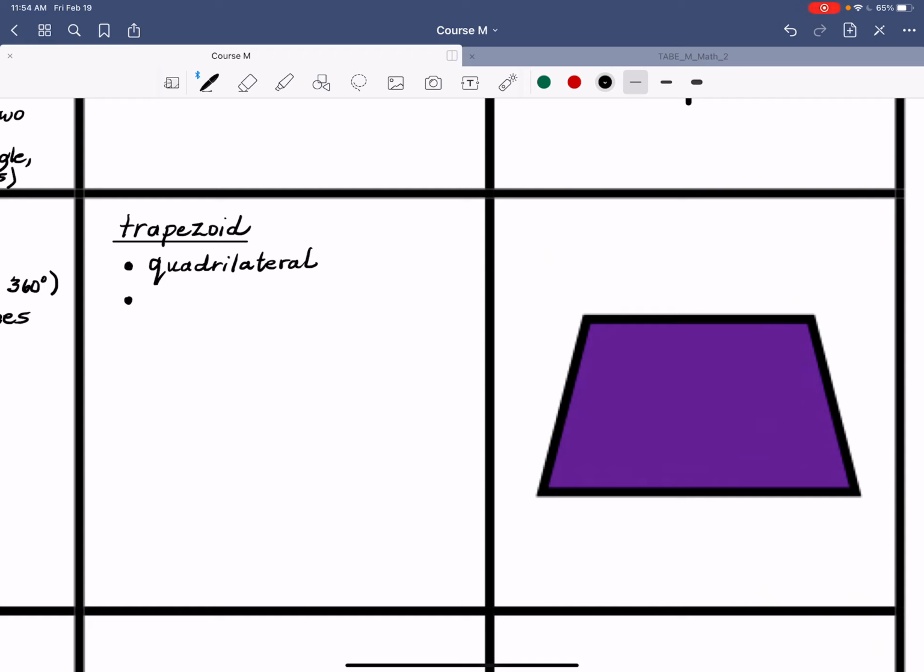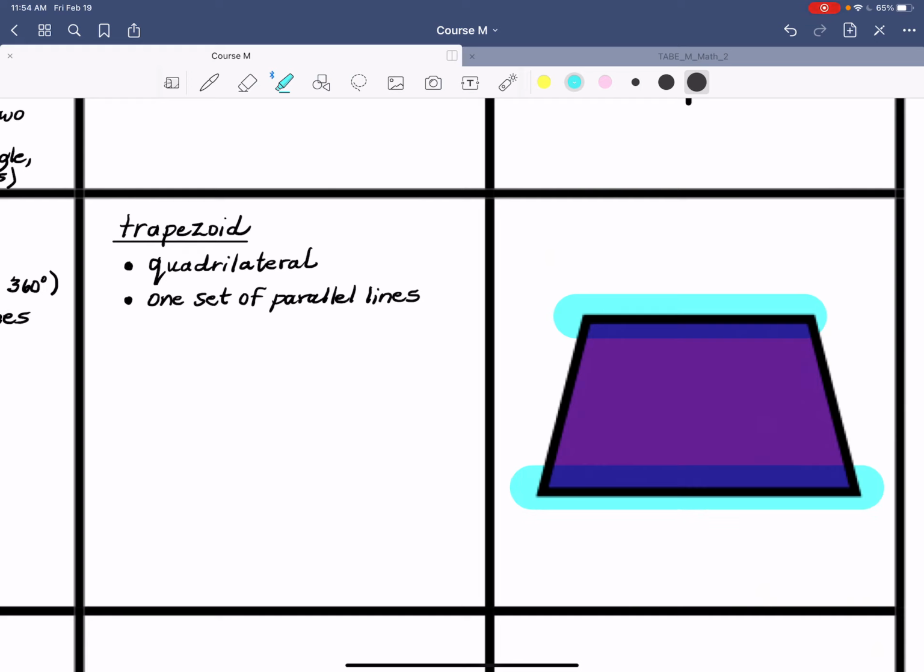A trapezoid has 1 set of parallel lines. And in this case, they would be here and here. We call those the bases of the trapezoid. You have this base and this base, because you could stand this quadrilateral on either of those bases and it would stand up. So those 1 set of parallel lines are called the bases.